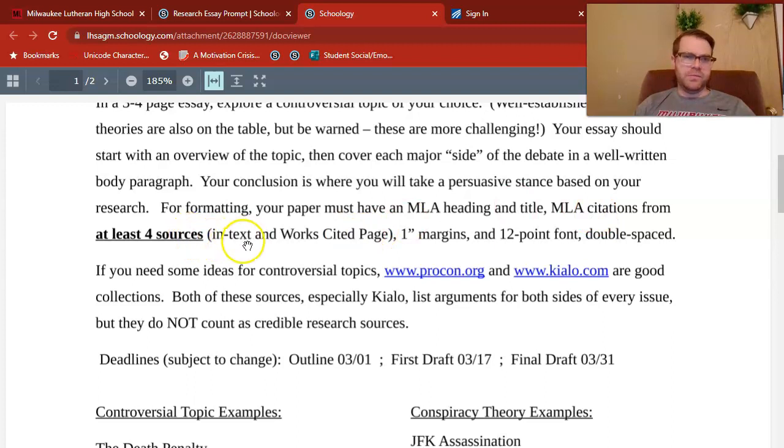We'll do both in-text citations and a works cited page, which we'll do later on. And then the same sort of formatting things as your college application essay: 1-inch margins, double space, 12-point font, and so on.